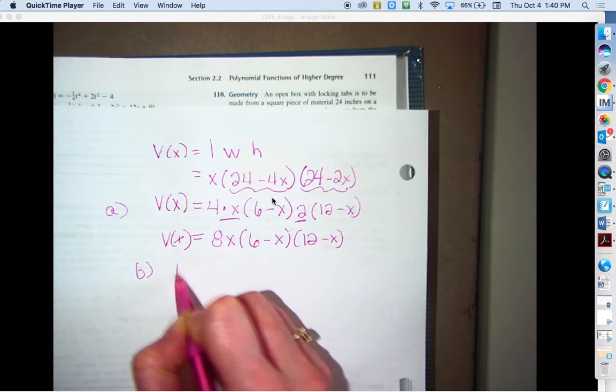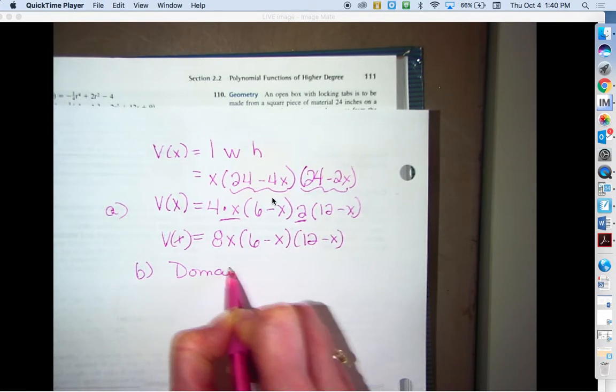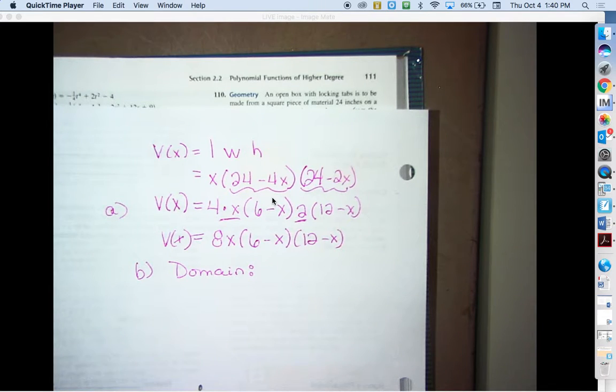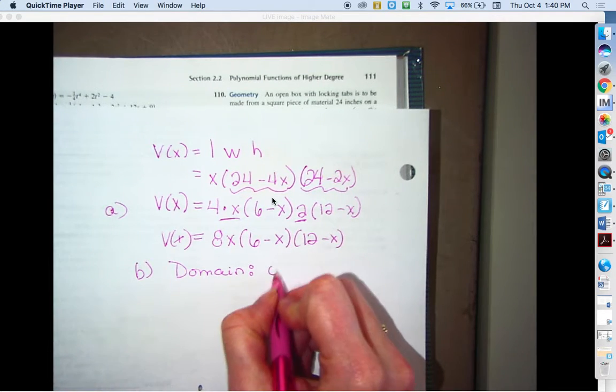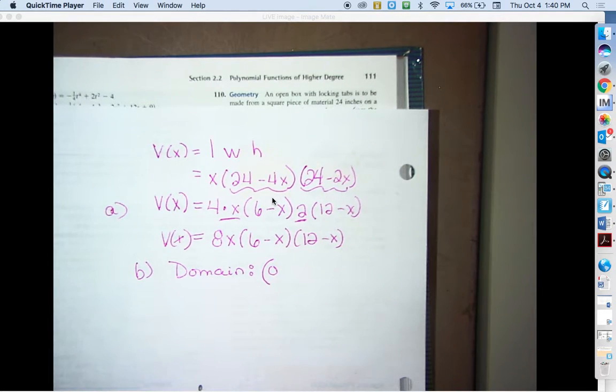B wanted you to get the domain. So using what you know about objects, if we have an object, what can't the domain be? Of any shape, it can't be negative. It can also not be 0, because if it was 0, I still wouldn't have a shape. So the domain would have to start at 0 but can't include 0.